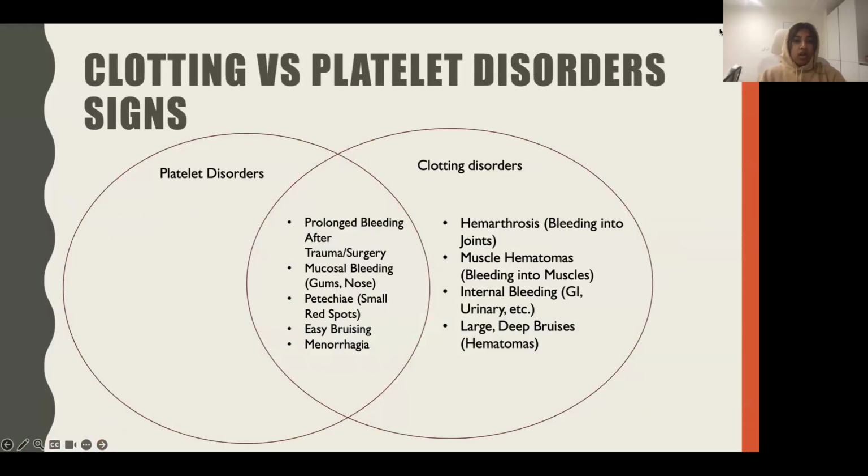So the way to differentiate, this is a rule, but there are some exceptions to this, which I'll point out later. There are the clotting disorders, and then there are the platelet disorders. The platelet disorders have prolonged bleeding after trauma, surgery, mucosal bleeding from the gums and the nose, petechiae, which are small red spots, easy bruising, and menorrhagia. The clotting disorders have all of those symptoms, plus the more intense bleeds, such as hemarthrosis, bleeding into the joints, muscle hematomas, internal bleeding, and large, deep bruises. So the more severe ones tend to be a clotting disorder.